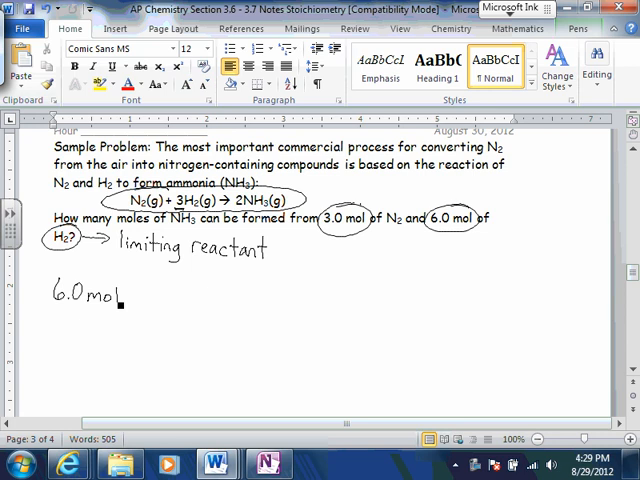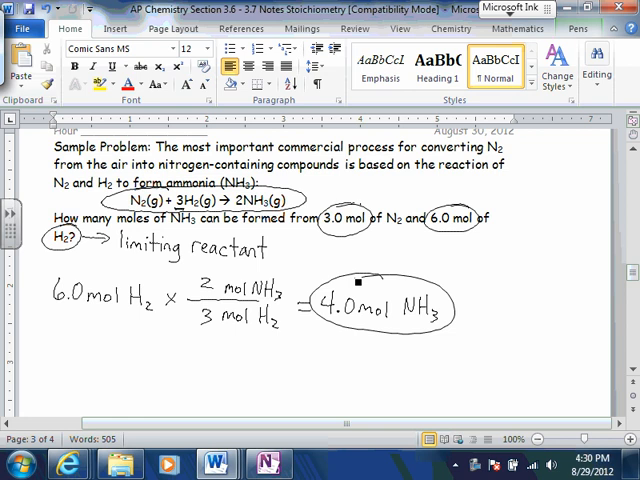So 6.0 moles of H2. Now again, you could probably do this one in your head, but I'll just write it out, okay? And then moles of H2 on the bottom, we're trying to figure out moles of NH3. There are 2 moles of NH3 for every 3 moles of H2. So when you do that, you should end up with 4.0 moles of NH3. Okay? So hopefully that makes sense.